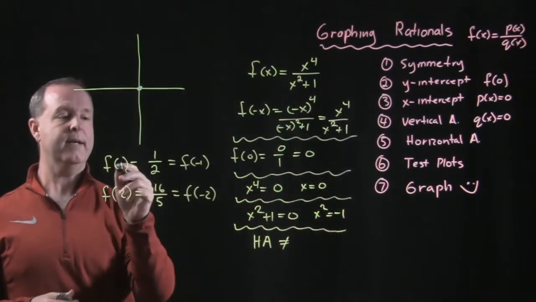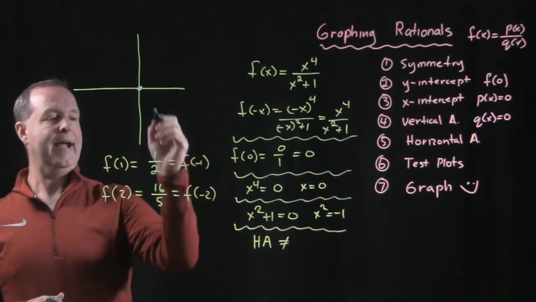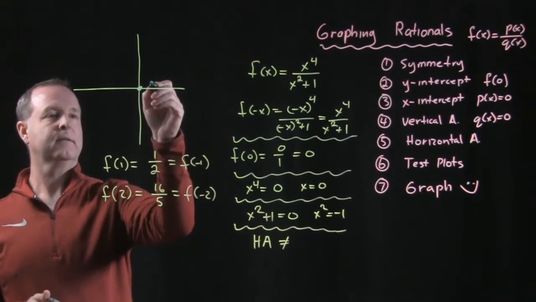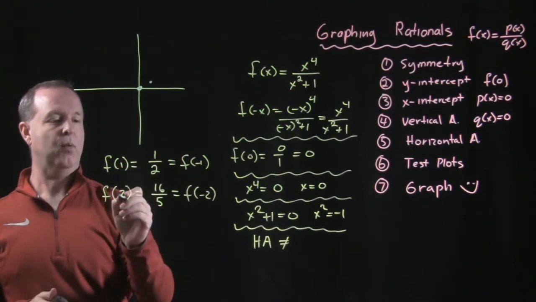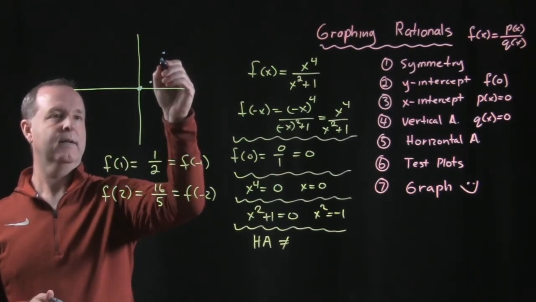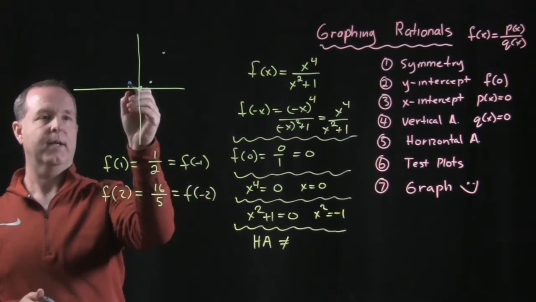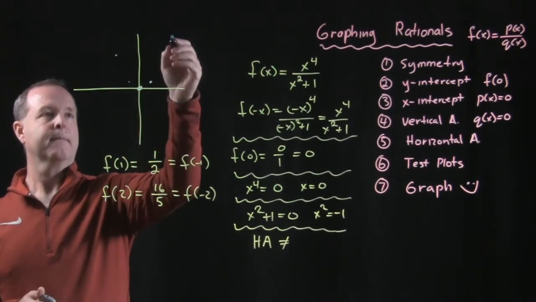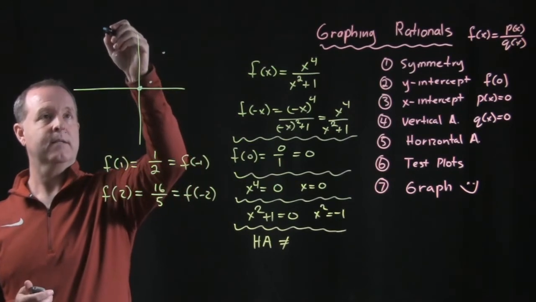So at the point 1, I have a value of 1/2. And at the point 2, I have a value of 3 1/5. So up there somewhere. And then because it's symmetrical, I have points over here as well. And then connect those dots.